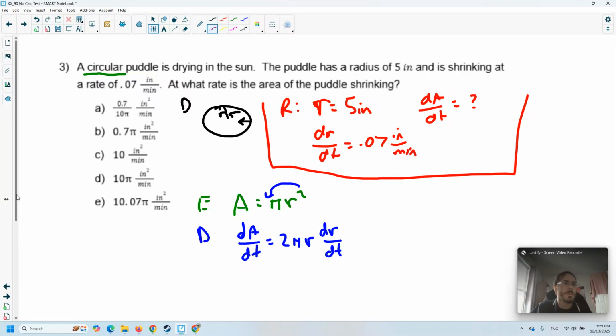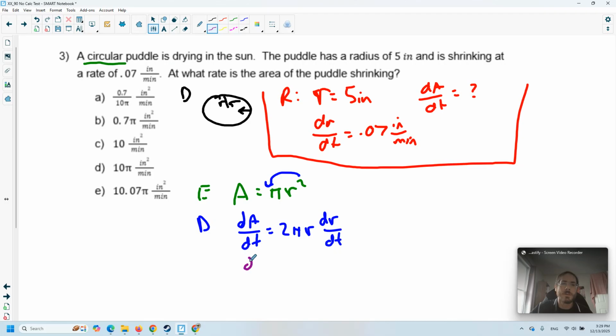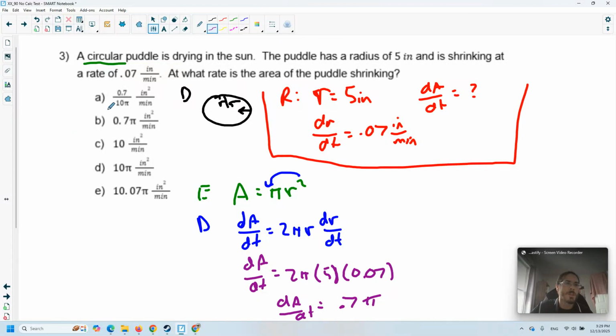All right, when I want to substitute and solve, I can then plug everything in. So dA/dt equals 2 pi times 5 times 0.07. If I multiply these together, that's 10, and 10 times 0.07 is just 0.7. So we get 0.7 pi. If we follow our units, or if we think logically, area is in inches squared. Time in this case is in minutes, so inches squared per minute makes a lot of sense.